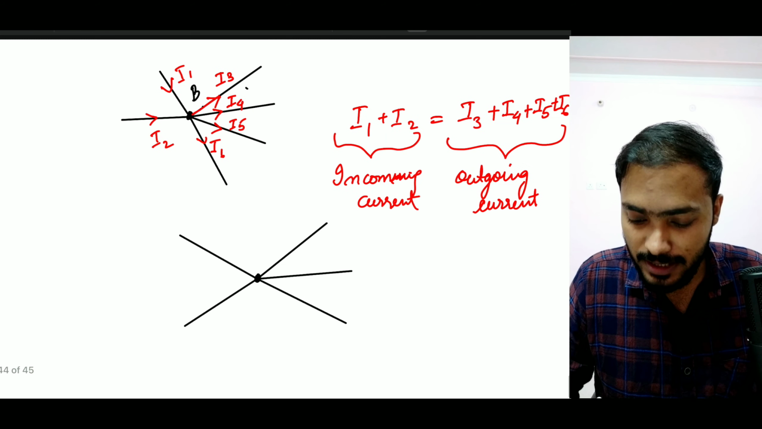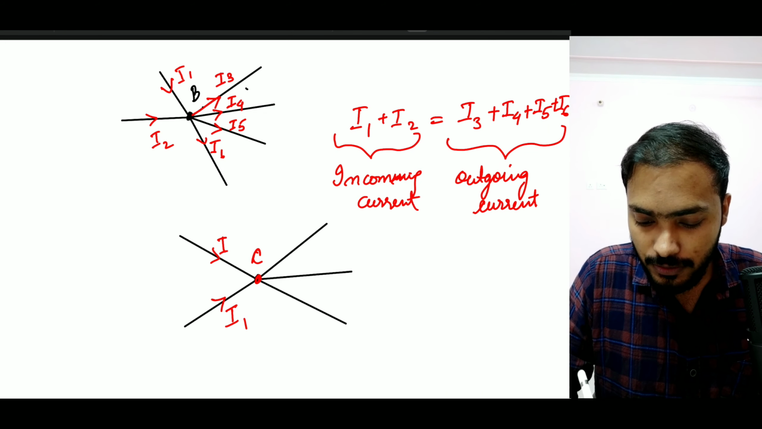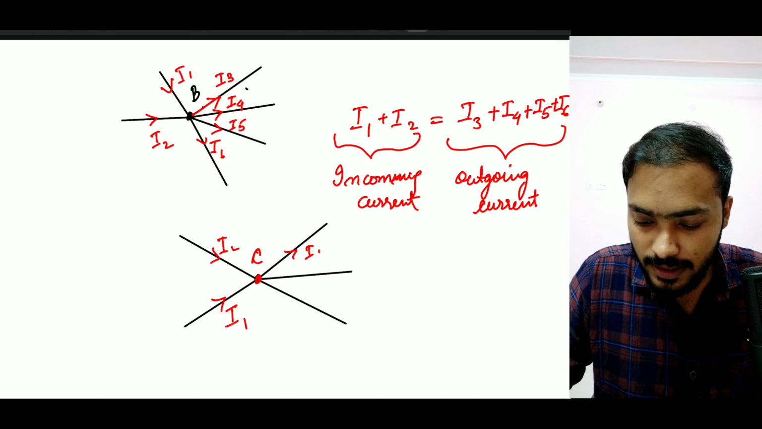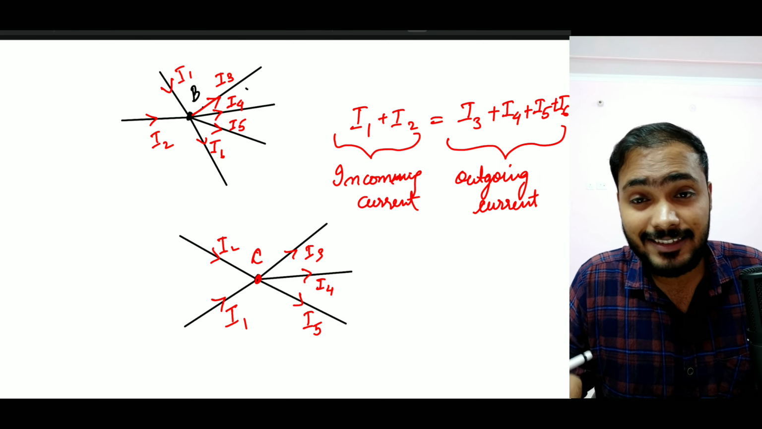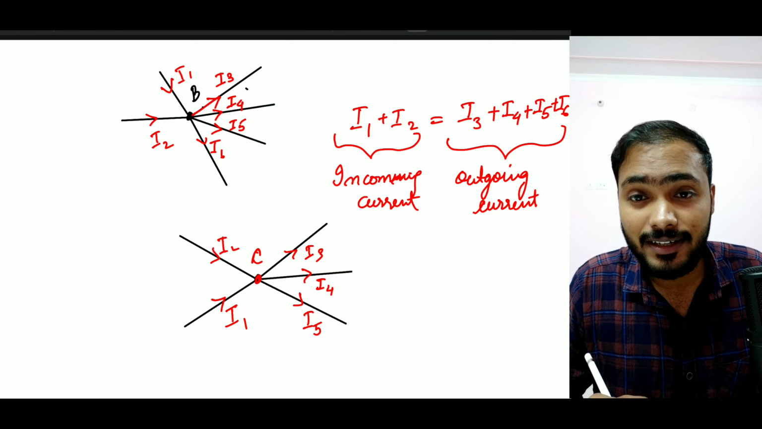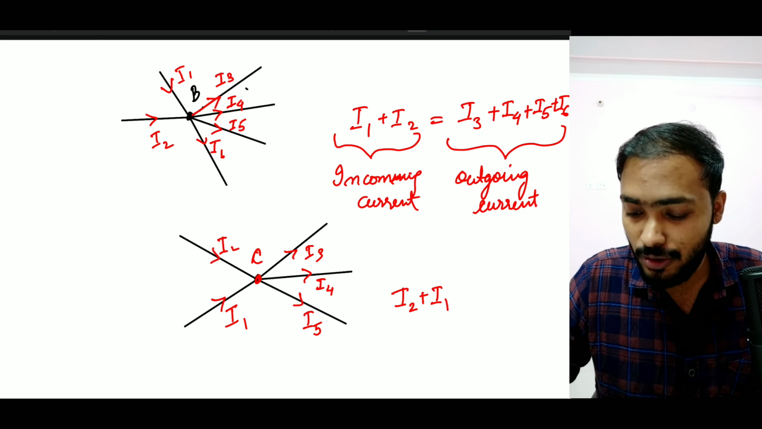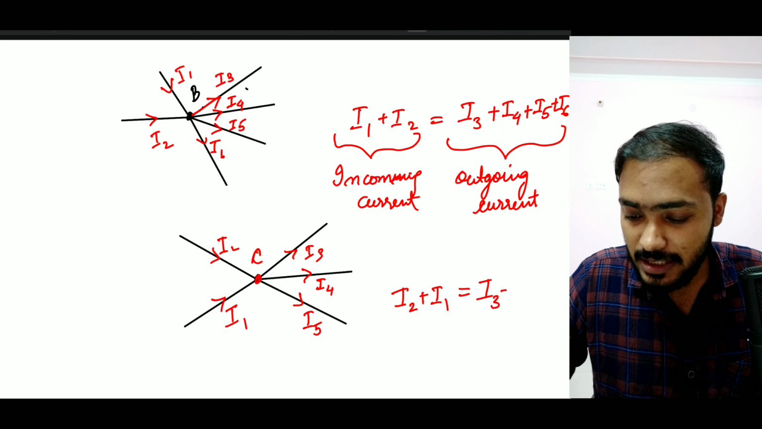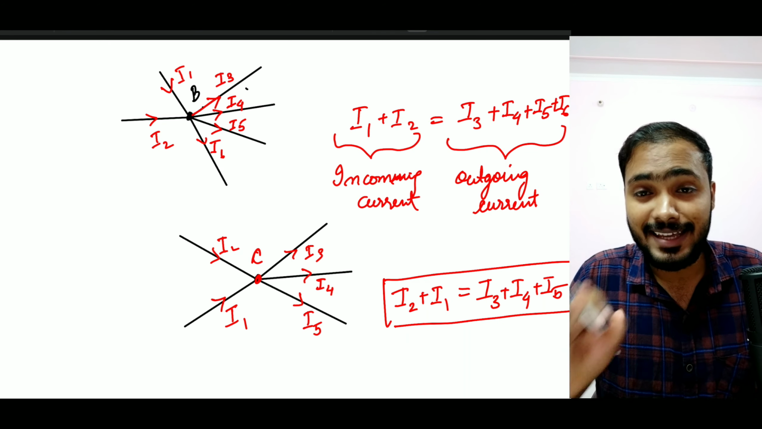Okay, let's take one more example. Let's say this is my junction, this is my point C. Let's say incoming currents were I1 and I2, right? And outgoing currents were I3, I4, and I5, right? The sum of incoming current at a junction is actually equal to the sum of outgoing current, right? So I can write I2 plus I1 or I1 plus I2, whichever way you want to write it, is equal to I3 plus I4 plus I5. Is that a yes or no? I hope you guys can understand that.